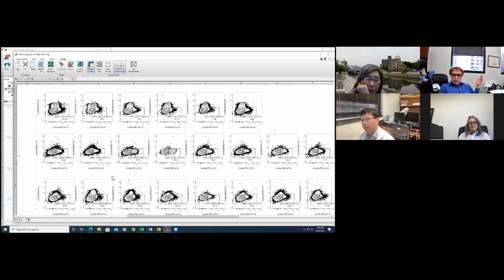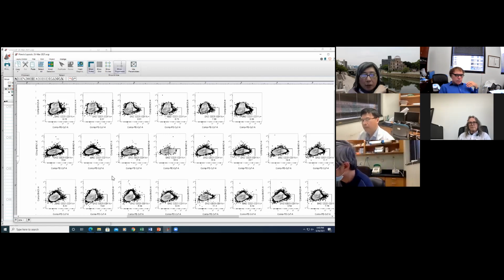So maybe stepwise. Agreed, let's do it stepwise. First, get this to work, get some good data, and then practice the IL-4 at the same time. And of course the single cell we can do not at the same time, it's another batch. So lots of data.